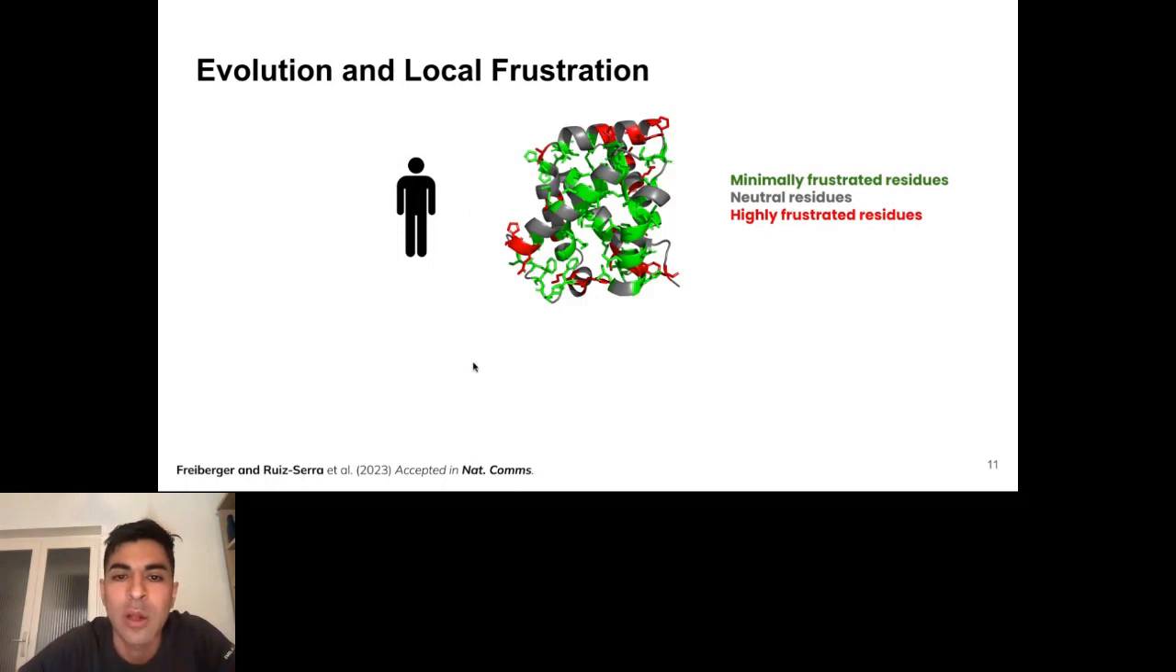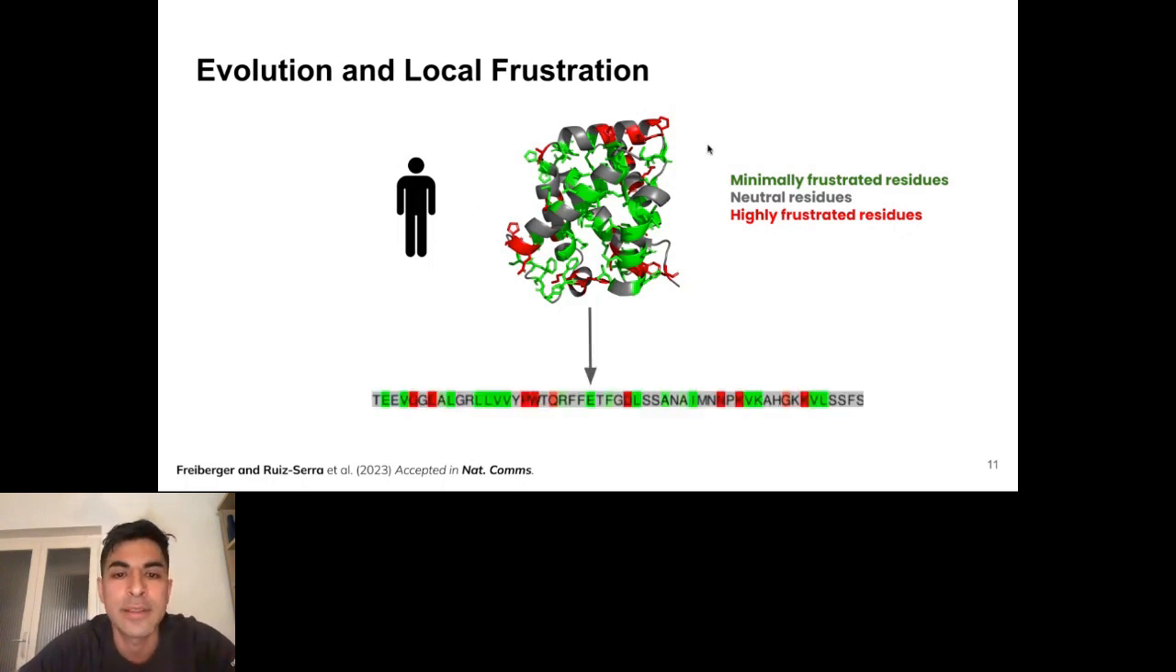So we do the same as always. We calculate local frustration, and we classify each of our residues as minimally frustrated, which is good for the energy, neutral, or highly frustrated, which is bad for the energy. If we want to know if this is robust, we have to compare comparable proteins, and comparable proteins, in our case, are homologous proteins. So what if we just get the same protein in other species? First, given the sequence of our protein, we will transfer the colors to the sequence. From the structure, we know that each of the residues that code for this structure will get a frustration value from this specific structure.